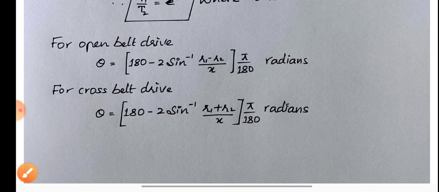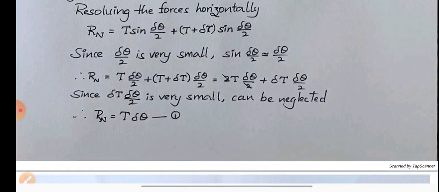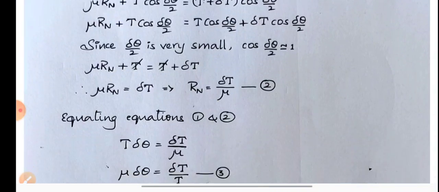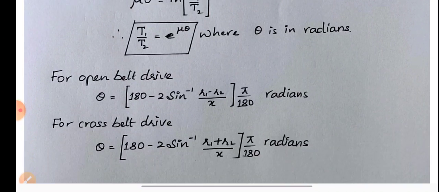Right? So it is a very simple derivation. You should know how to resolve the forces horizontally and vertically. If you know that, it is just simplification and you will get the equation, that is T1 by T2 is equal to e raised to μθ, which is nothing but the ratio of belt tensions.